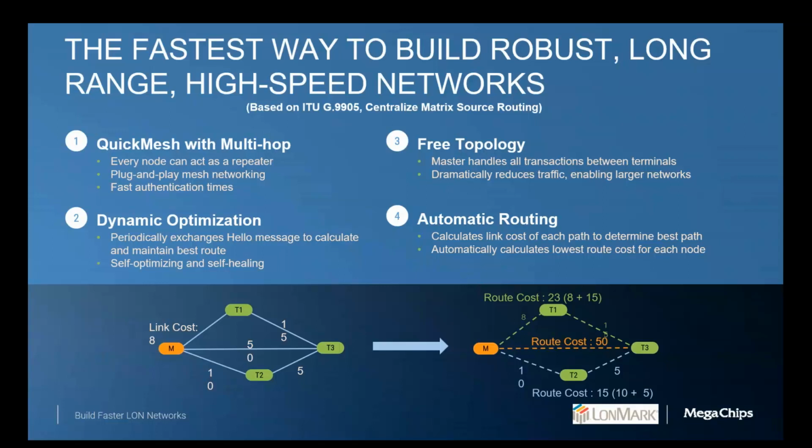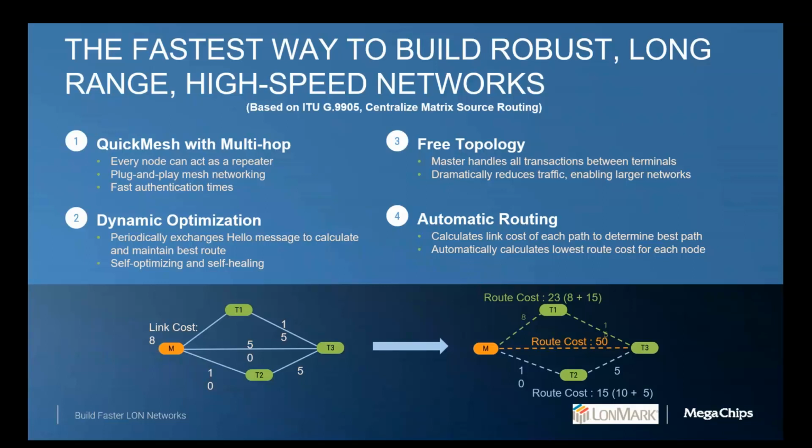In addition, with this method, since the master handles all the transactions, we can drastically reduce the network traffic, allowing larger networks and very fast connections. Our customers are seeing authentication times of less than 30 seconds for large networks of 600 nodes from the time they turn on the system.